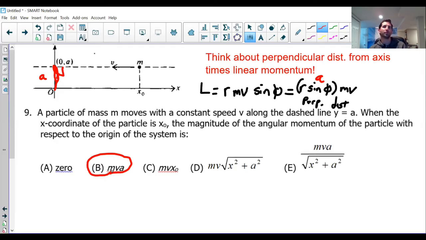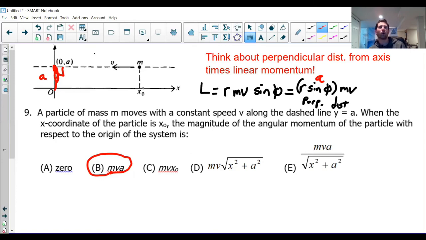Now, you can prove that this is true doing it the long way. You'd draw a line from here all the way over there. It's going to make a diagonal. You could figure out the length of the diagonal using the Pythagorean theorem. And then you can multiply that by the m times v. But the angle between that diagonal and this v is not 90. It's going to be a different angle. You'll have to find the sine of that angle. I'll give you a clue here. When you multiply the length of that diagonal by the sine of the angle between it and this, you're just going to get a.